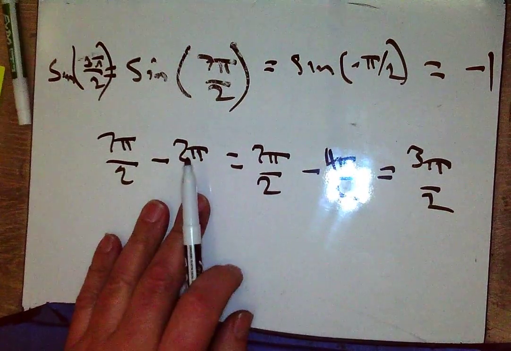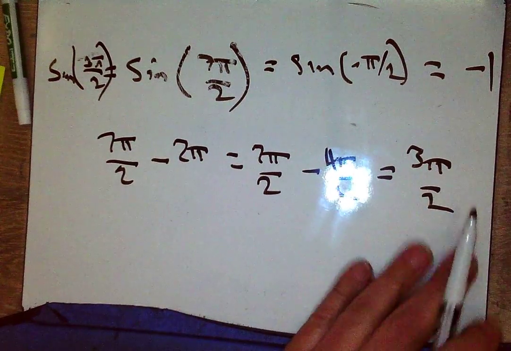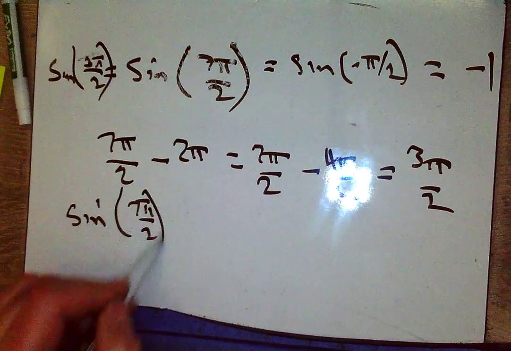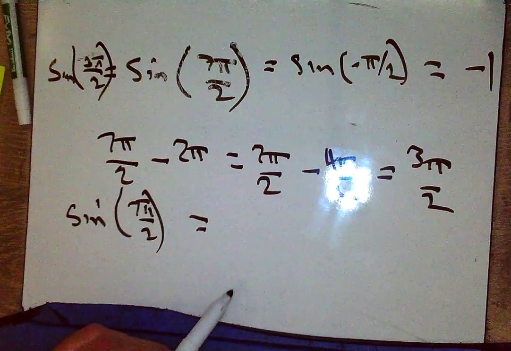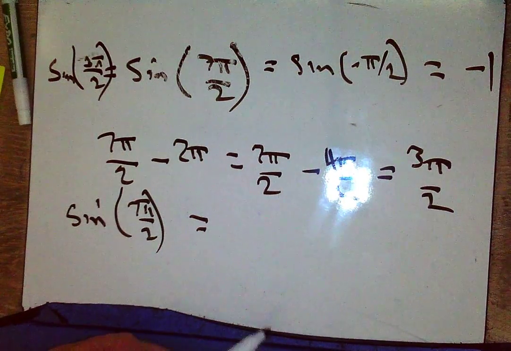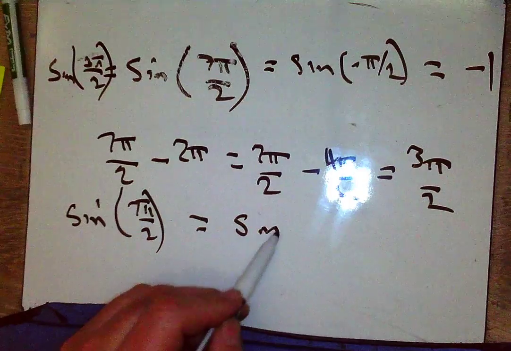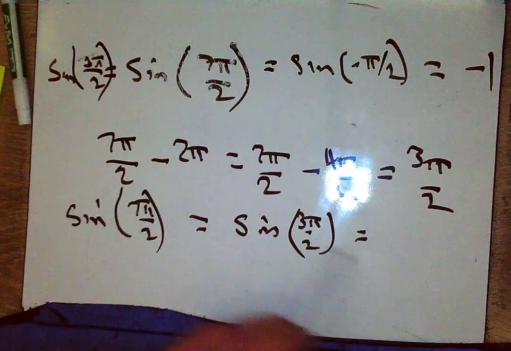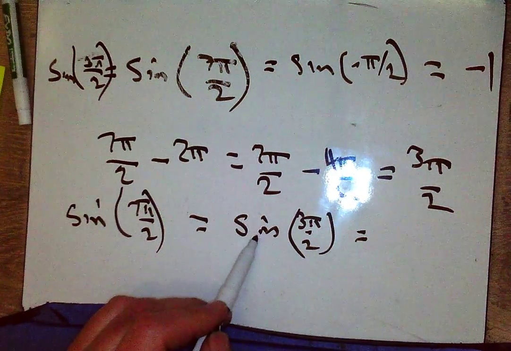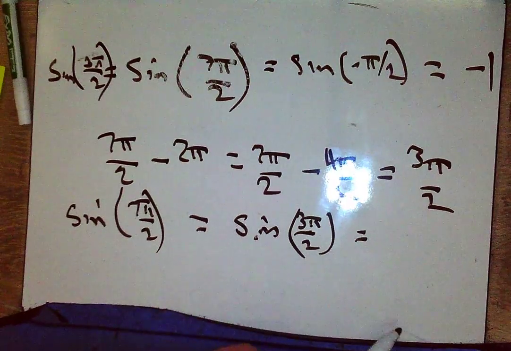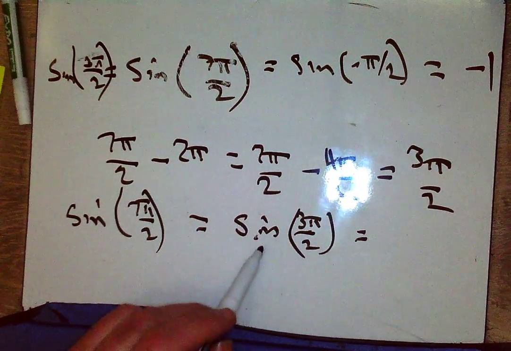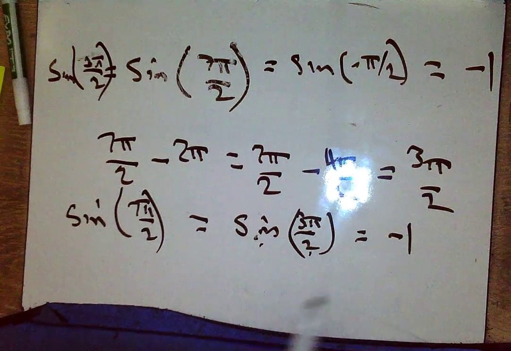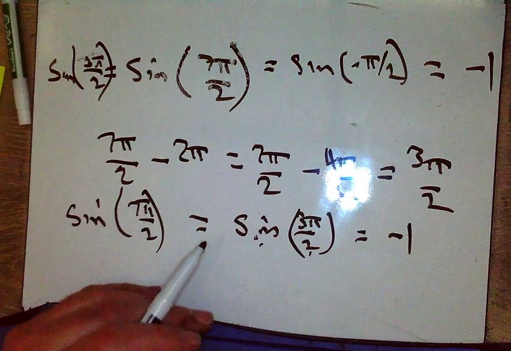I do like the idea of saying, okay, I'm looking for the sine of 7 pi over 2. I can't find that sine, but I do know that I could do the sine of 3 pi over 2. What angle helps us? 3 pi over 2. Sine is the y value, and the y value of 3 pi over 2 is negative 1.